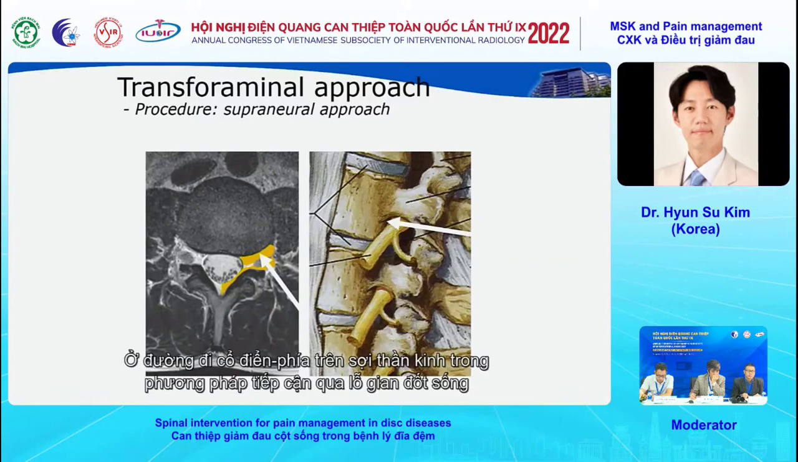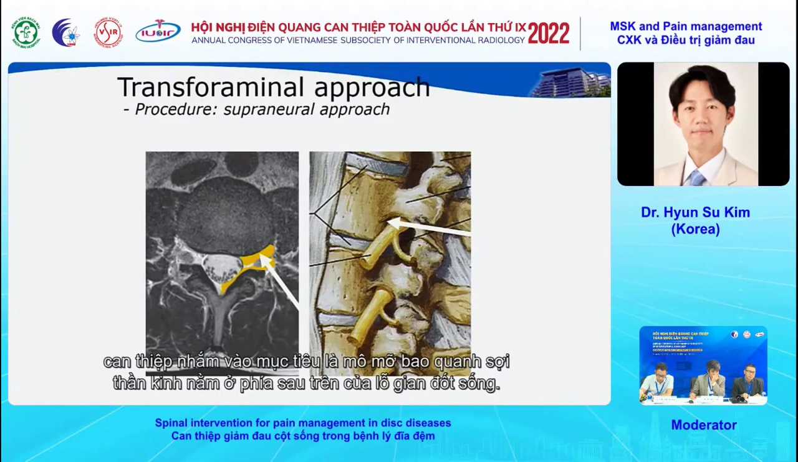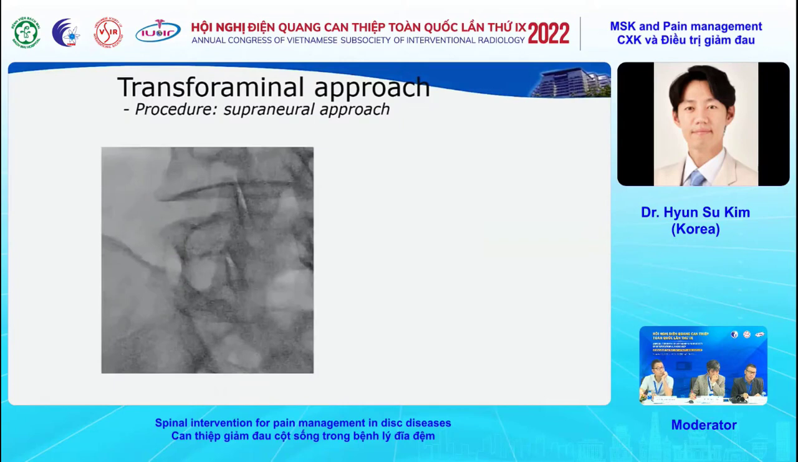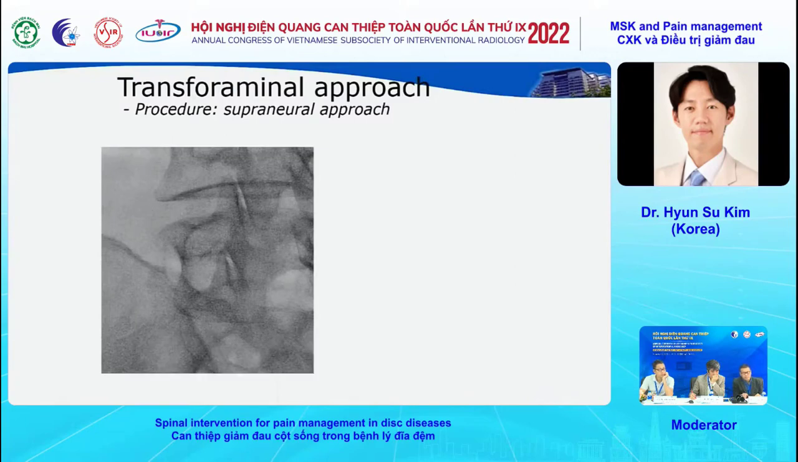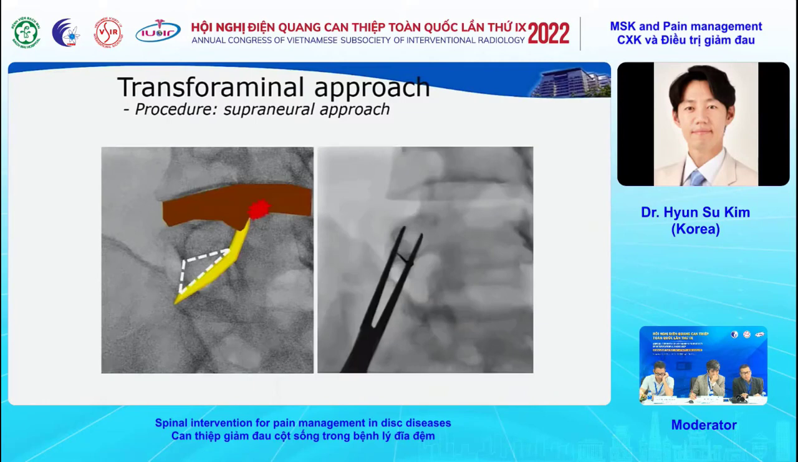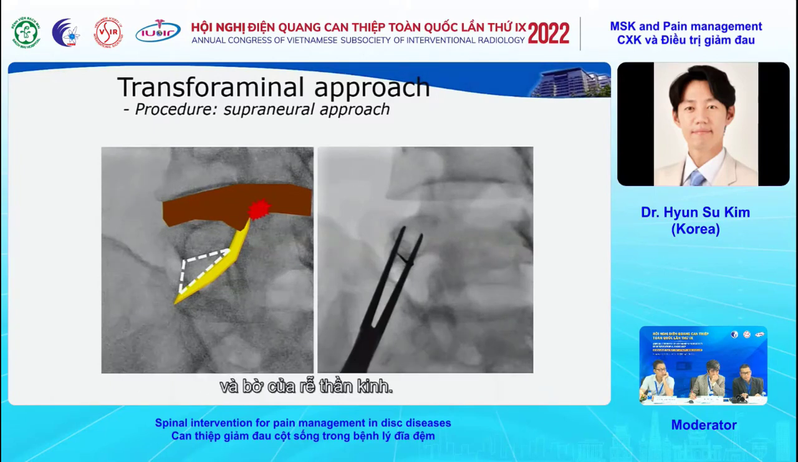In the classic supraneural approach of the transforaminal injection, target for the procedure is the perineural fat at the posterior superior aspect of the neural foramen. The fluoroscopy tube is rotated to the side of the approach, which best visualizes the typical Scotty dog appearance. There is an imaginary triangle formed by lower margin of the pedicle, lateral border of the vertebral body, and lateral border of the nerve root. We call it a safe triangle, and it is located just below the jaw of the Scotty dog.